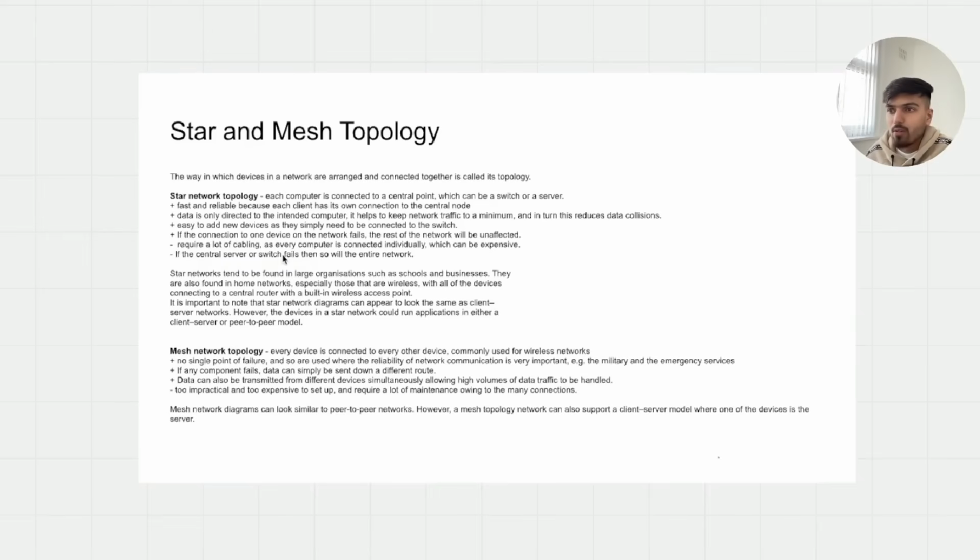Students, what they typically struggle with is thinking that it's the same as a client-server, whereas it's not. Because in the star network, it could run applications in either client-server or a peer-to-peer model. So meaning that we can have a peer-to-peer and still have a star network as long as all the peers are connected to a central hub.